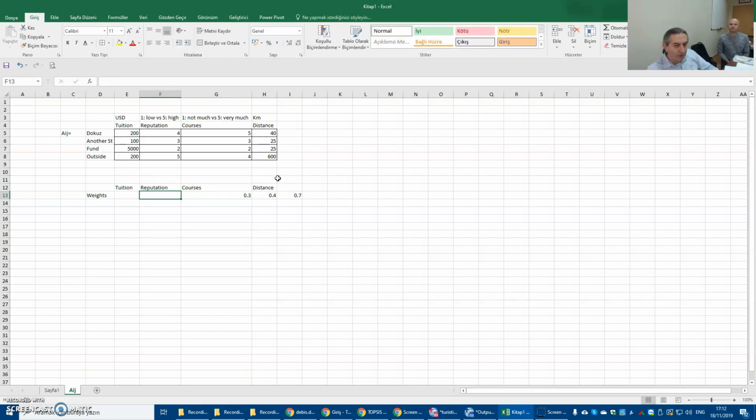0.3, is 0.3 between tuition and repetition. Tuition would be repetition. What would you assign to repetition? Repetition is higher. 0.2 and 0.1. Just an example, okay? So the total is 1. We check the total is 1. What's the next step?